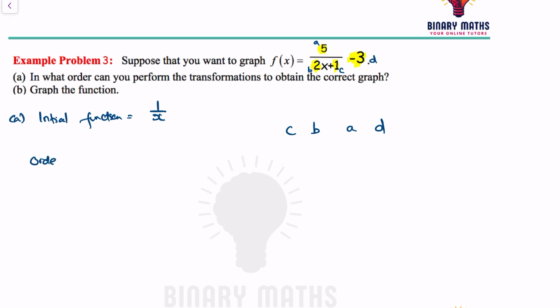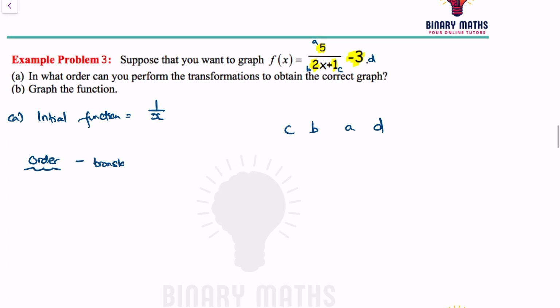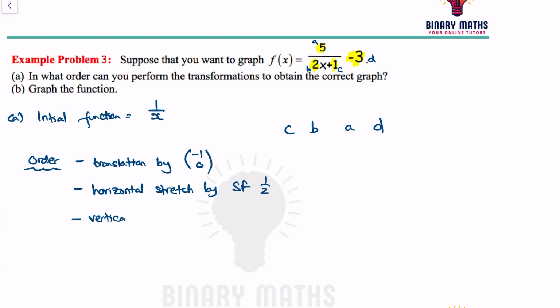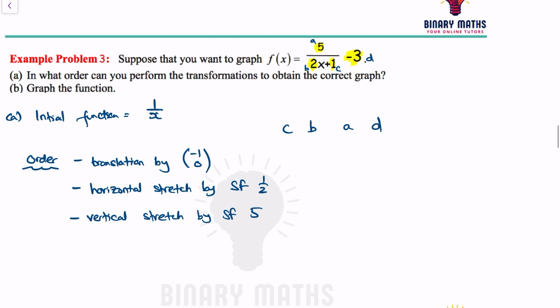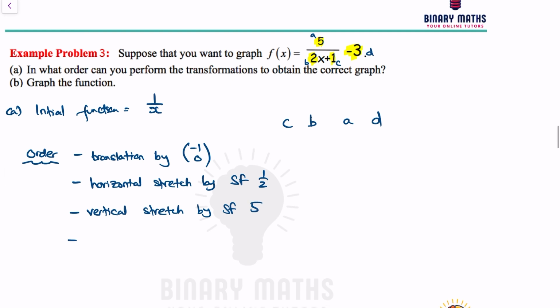Okay, so the order would be: first apply C, which is a translation in the x direction by -1, so -1, 0. Next is B, which is the 2 in front of the x, so this is a horizontal stretch by scale factor 1/2. Then is A, which is the 5. That's a vertical stretch because it's multiplying outside the bracket. So vertical stretch by scale factor 5. And the last step would be the -3 at the end, which is a translation in the y direction by -3. So translation by 0, -3.